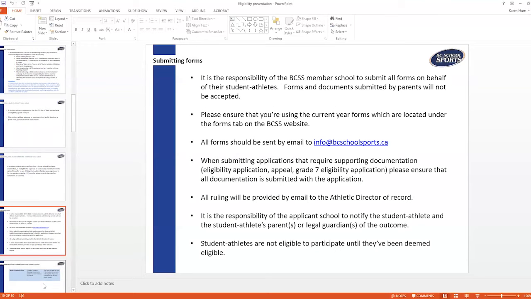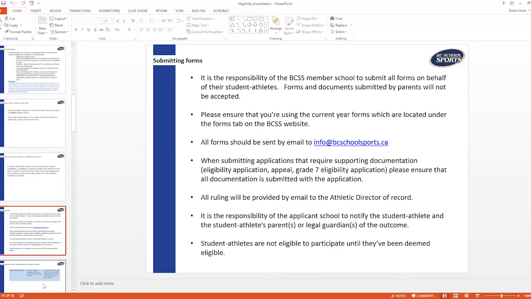To submit a transfer request, you're going to have to submit one of the forms. I just want to go through the process before we go through the individual forms. Hopefully you're all familiar with where our forms are located. They're on our website under the Forms tab. It's important that all the forms and applications come from the athletic director of record at the school. They shouldn't be submitted by parents. We are going to provide our rulings back to the athletic director of record, and it's their responsibility to let the student and/or coaches know about the outcome of the application. All forms should come to info@bcschoolsports.ca.